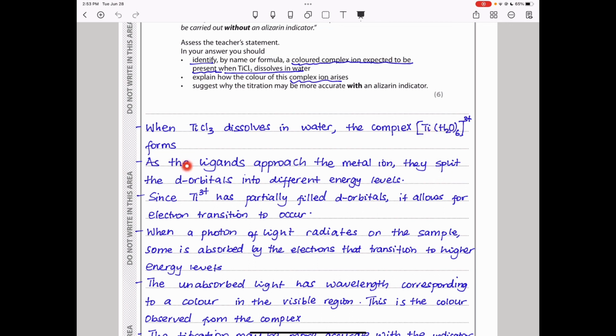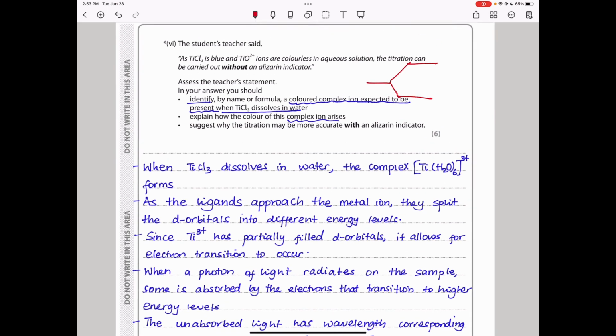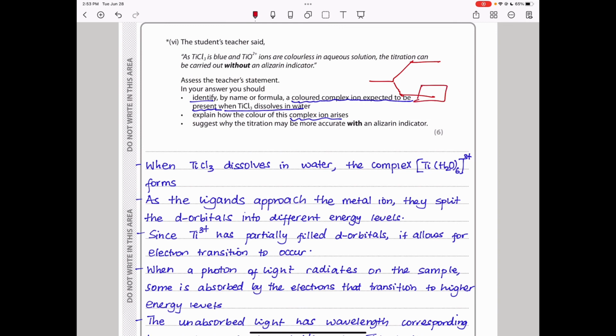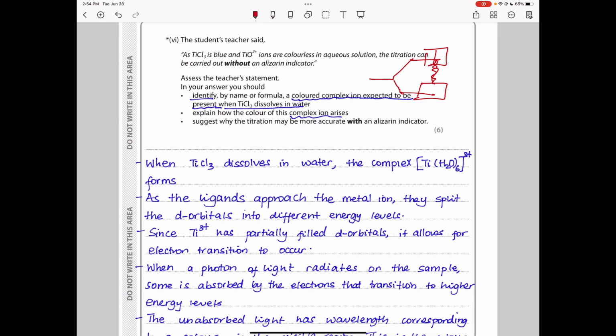So here I said as the ligands approach the center metal ion, they split the d orbitals into different energy levels. You guys remember ligands split the orbitals, creating 2 sets of 3d orbitals, those with lower energy and those with high energy. And then electrons are going to transition if the energy is available. So that transition requires energy, which is got from the light or wavelength around them, and that's how color originates due to the unabsorbed light.